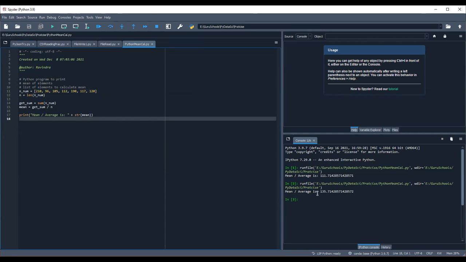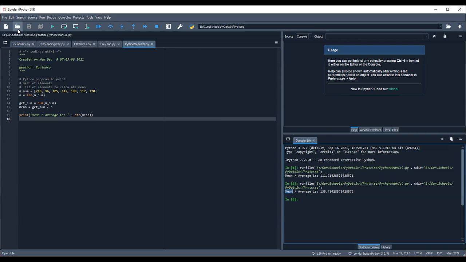So see, the overall average, the mean, has changed. So mean and average are normally used interchangeably. Any question here? Simple program, right? Any confusion? No, we are fine.